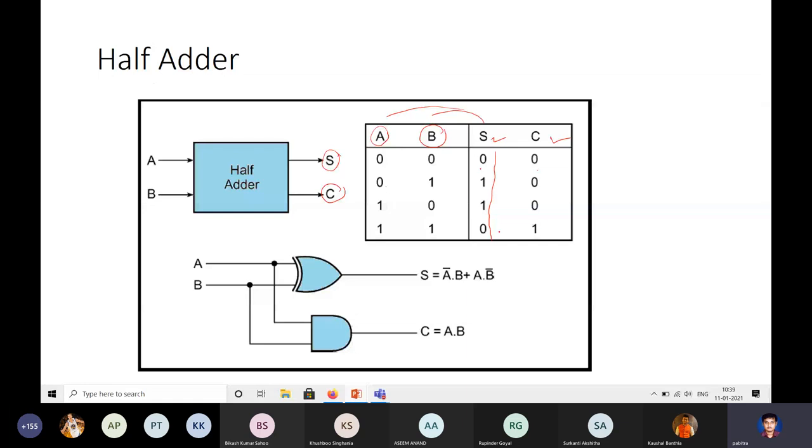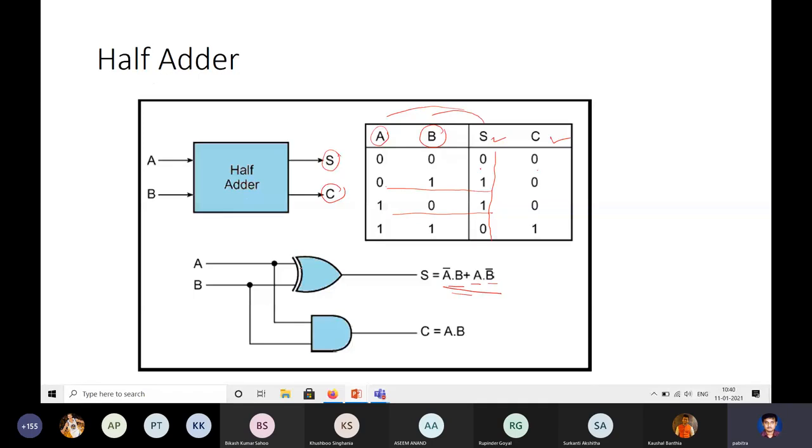So S is this. There is another way of looking at this. If you look at the rows where S is 1, you see A is 0. So you take the complement of A and multiply that with B, since B is 1. This is the first row, or the entire thing with the second row where A is 1 and B is 0. So you take the complement of B. Okay, so this is the function for S. So this is the XOR gate. That's what I have done. I have denoted S as an XOR of A and B.